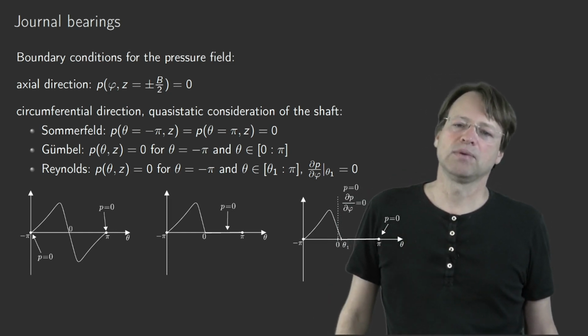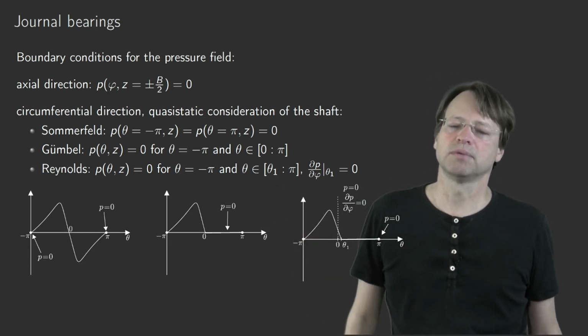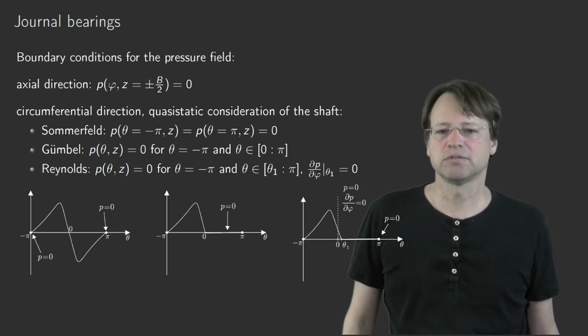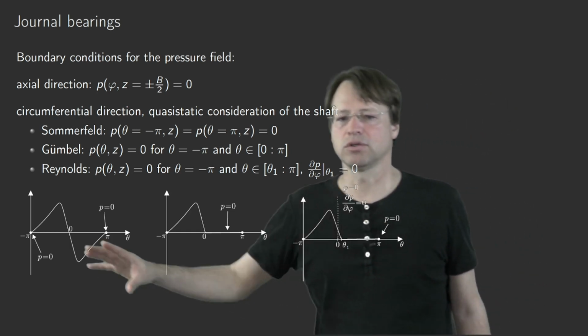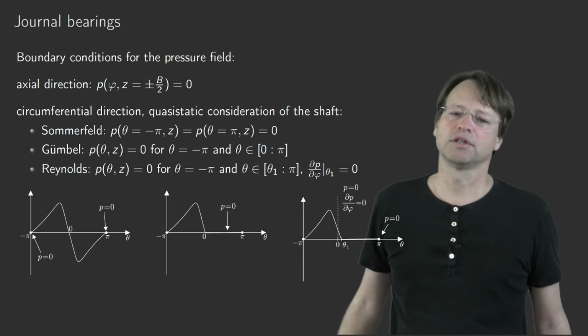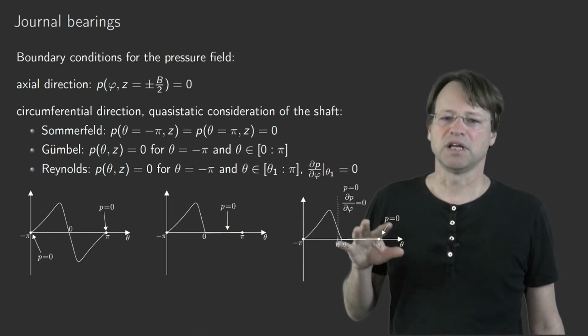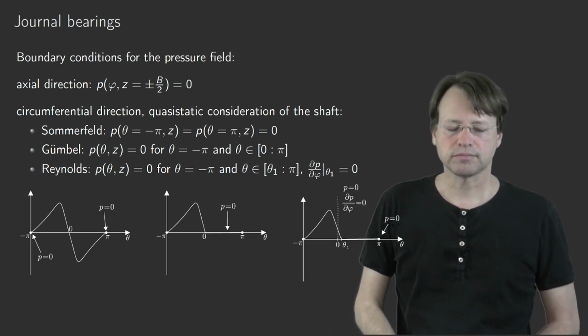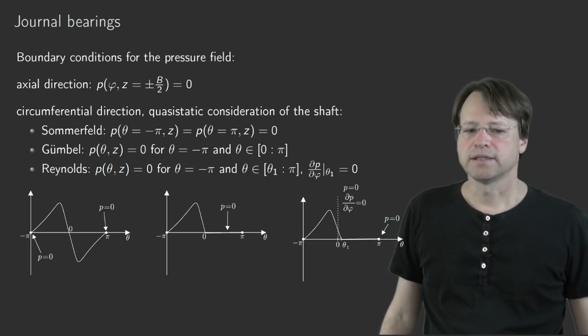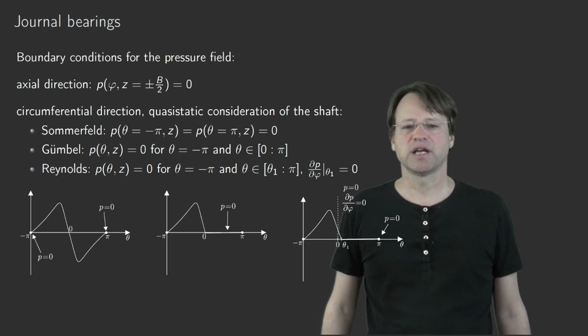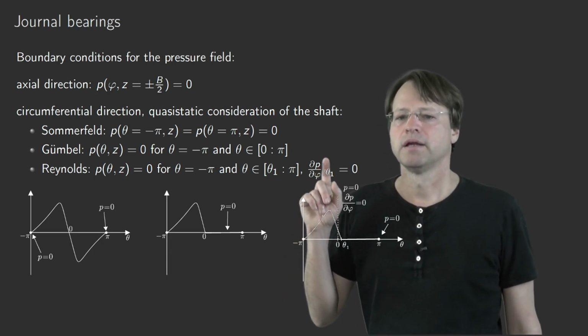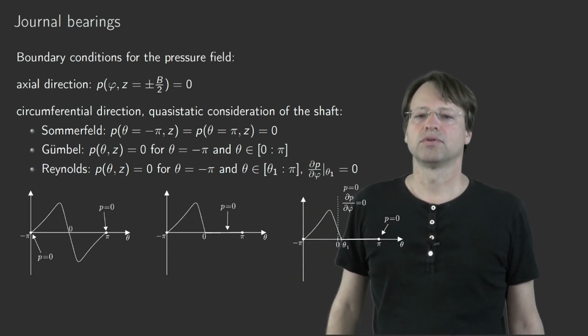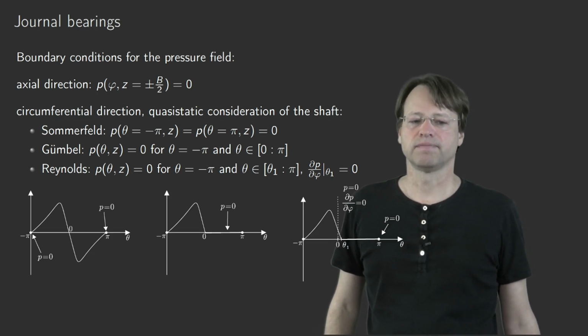Therefore, in the following, we will use the Gümbel boundary condition, which appears to be a good compromise between physical reality, which is not true for the Sommerfeld boundary condition, and mathematical complexity, as opposed to the Reynolds boundary condition. And now, let's simplify the Reynolds equation and then solve it.